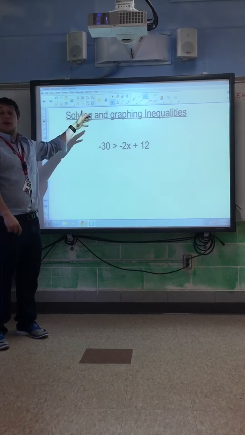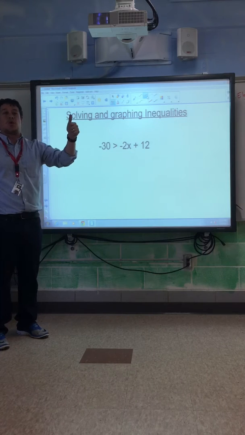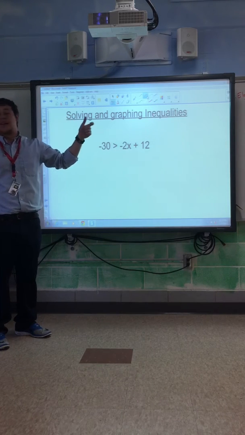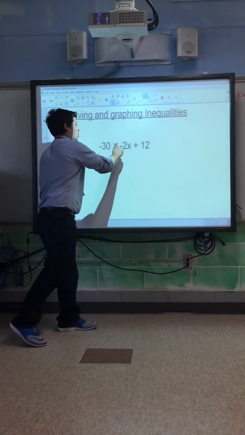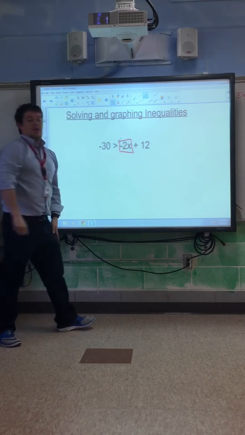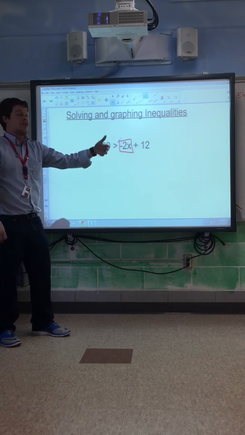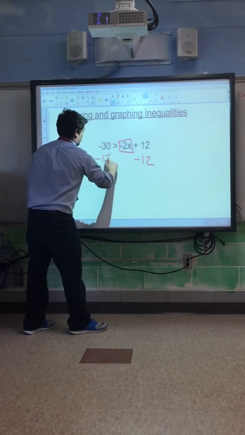All right, so after solving equations, the next step that we've been learning is solving and graphing inequalities. So this inequality would be read as negative 30 is greater than negative 2 times x plus 12. Our whole point is to solve for this x. First thing we have to do is get rid of a positive 12, or a plus 12. The inverse of plus is subtraction. So we are going to take 12 away from both sides.